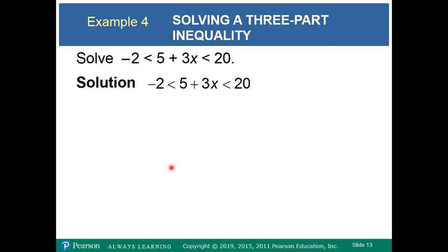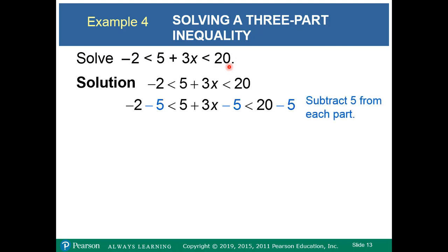So now let's solve this one. Okay, so now look, this is a double inequality. It's a three-part inequality. So you've got two inequalities here. What we're going to do is isolate the x in the middle, and whatever we do to the middle, we have to do to all three pieces. So the first thing we're going to do is subtract off the 5. I'm going to subtract 5 from all three pieces.